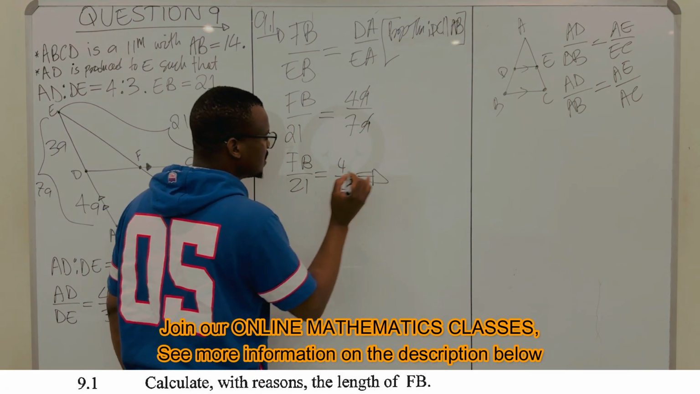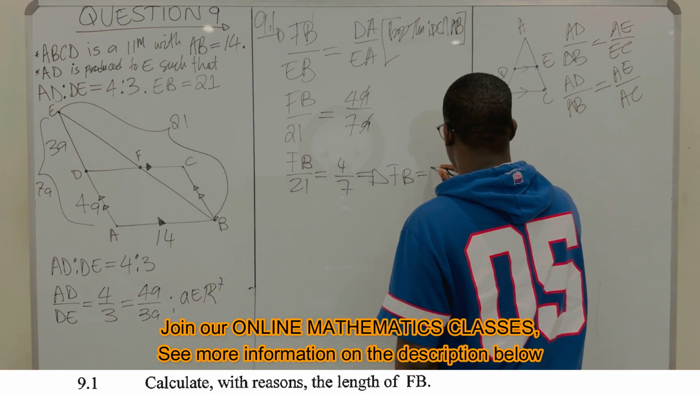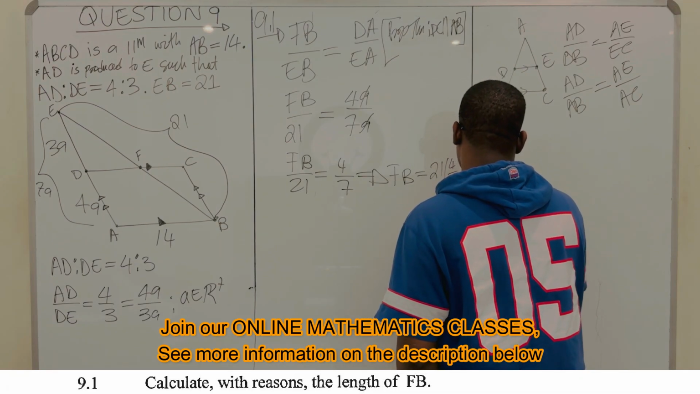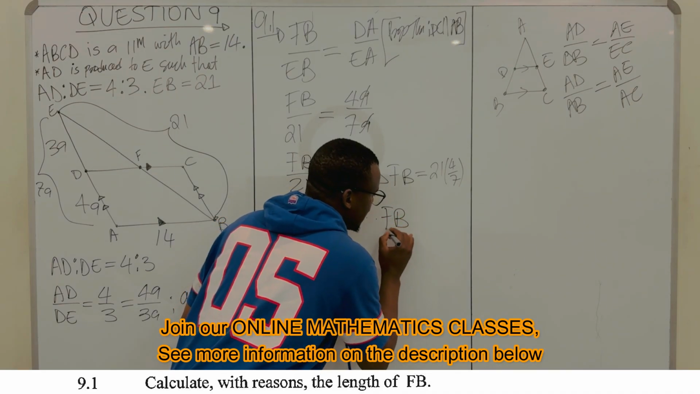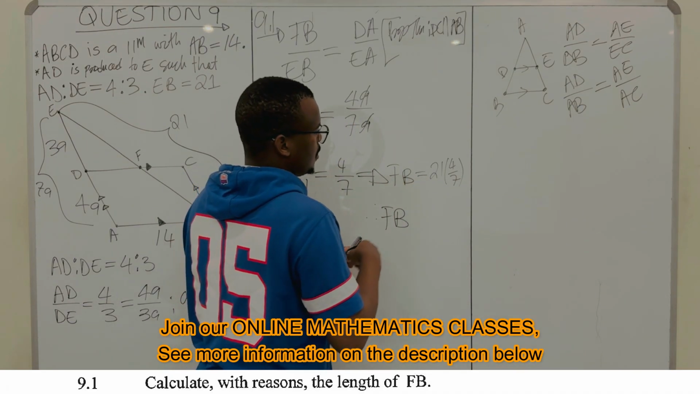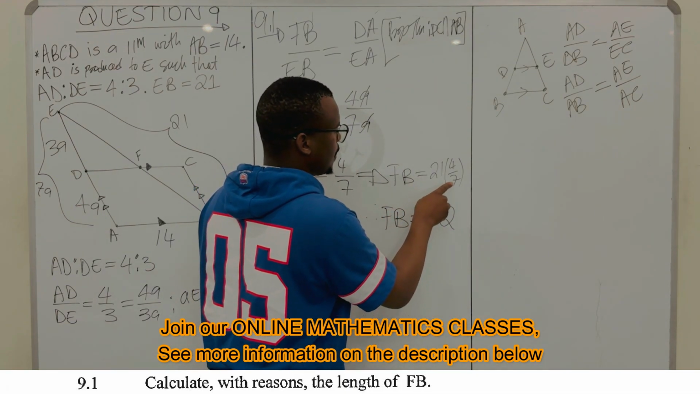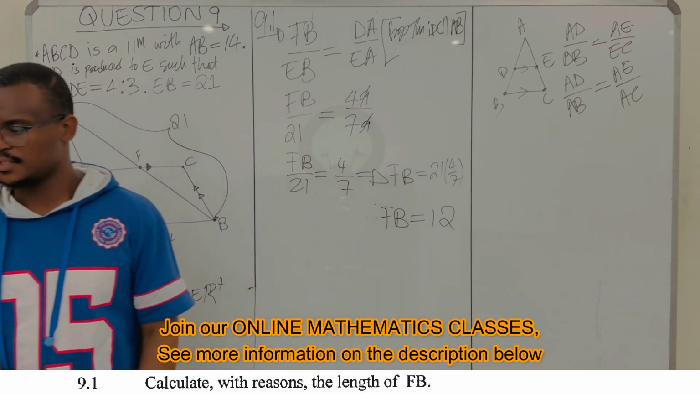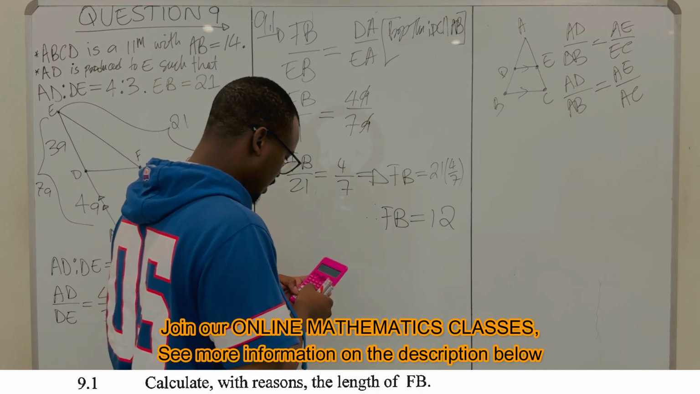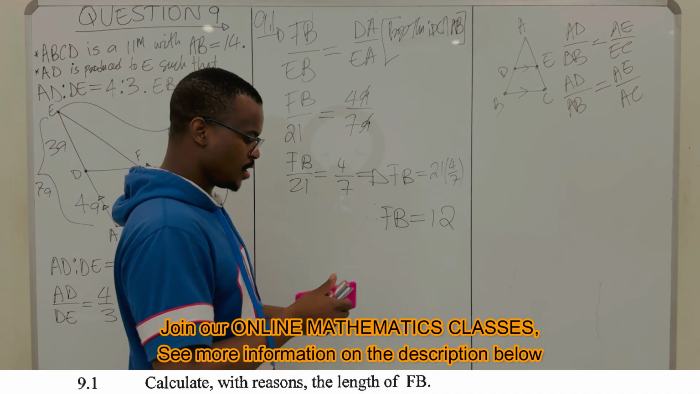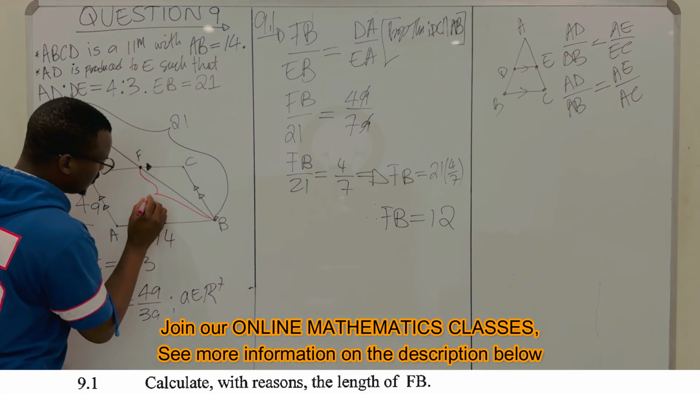Right? If you cross multiply, you find that your FB is equal to 21 times 4 over 7. Therefore, your FB is the answer to that. It looks like it's going to be 12 units. Let me just double check. 21 times 4 over 7. Yeah, it is 12 units. So our FB is equal to 12. So this length from here to there is 12 units.